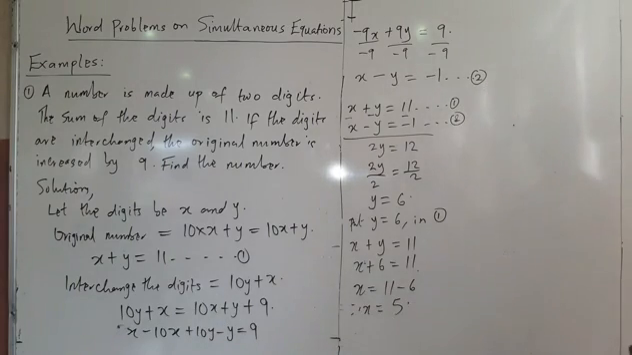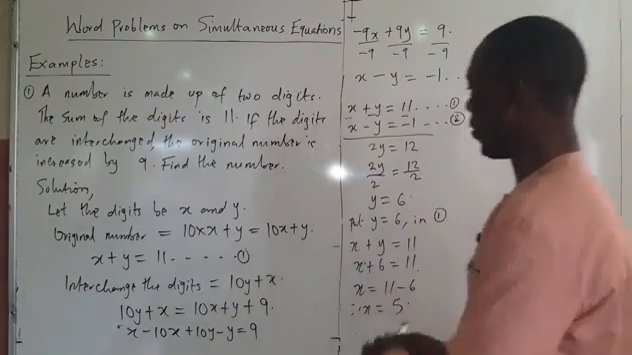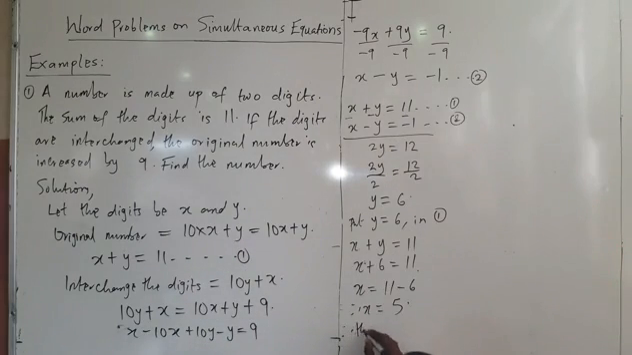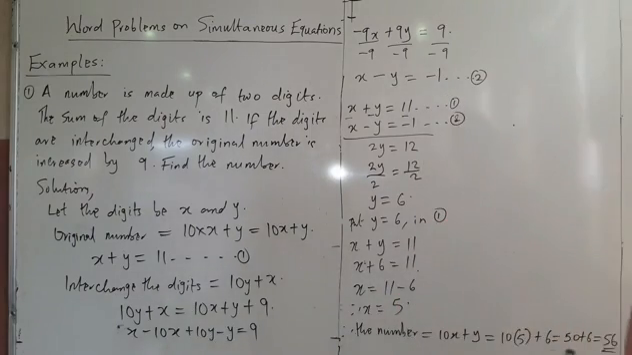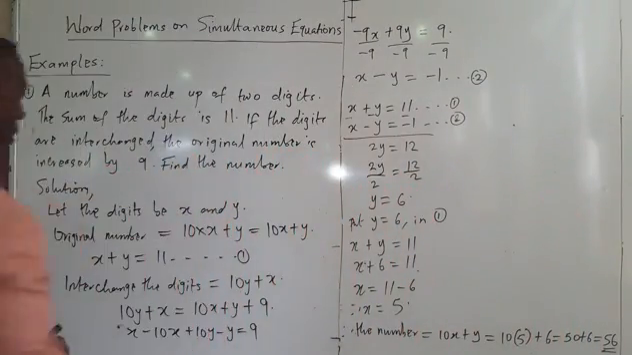So the question now is to find the number. The number in this case is the original number. And what is the original number? That is 10x plus y. So the number equals 10x plus y. And what is x? The value of x is 5. So 10 times 5 plus y, that is 6. So which is 50 plus 6, which equals 56. So the number under consideration is 56. So that is that on question number 1.